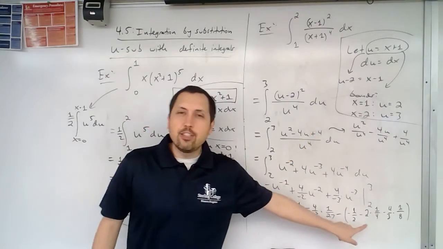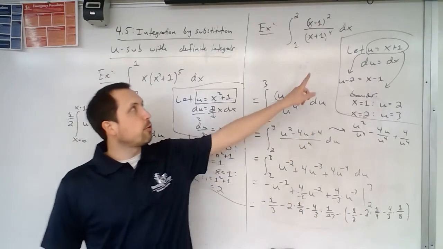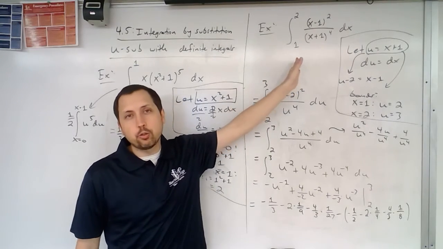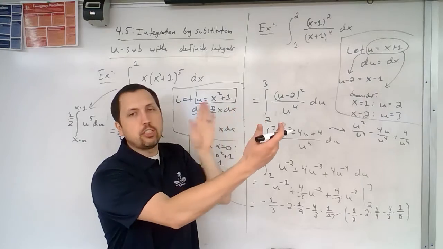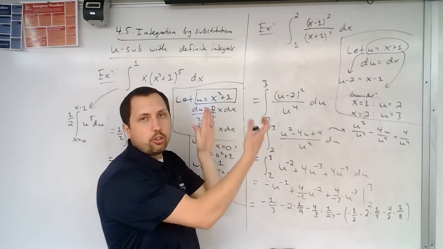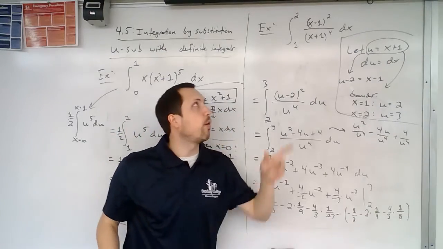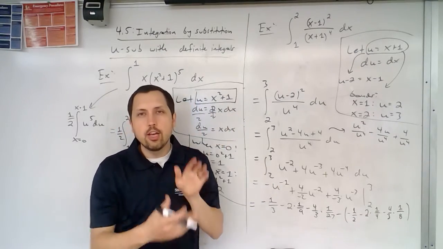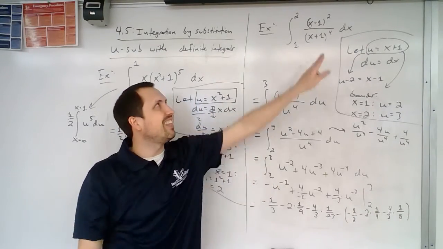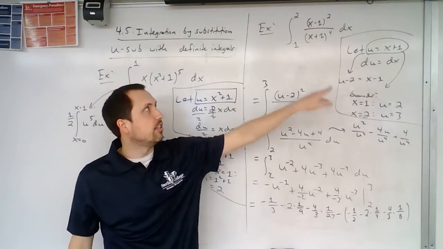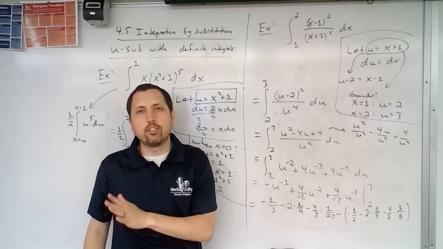So remember, what this number corresponds to is the net area, the net area from x equals 1 to x equals 2. So we have this region from 1 to 2, and there's going to be some curve given by x minus 1 squared over x plus 1 to the 4th. Some curve given by that. This is the net area between that curve and the x-axis from x equals 1 to x equals 2.